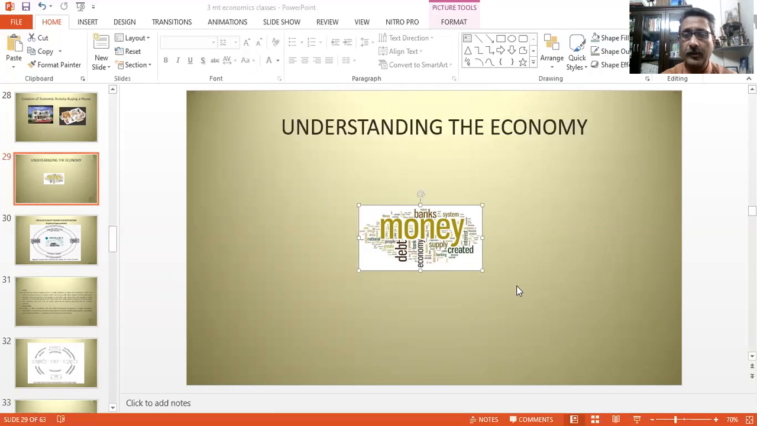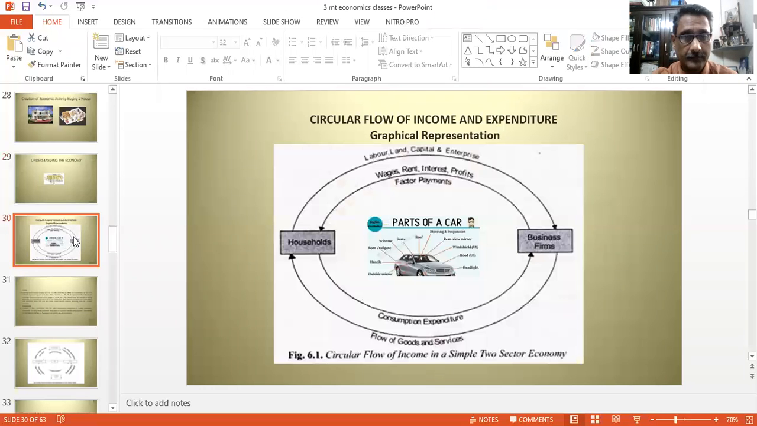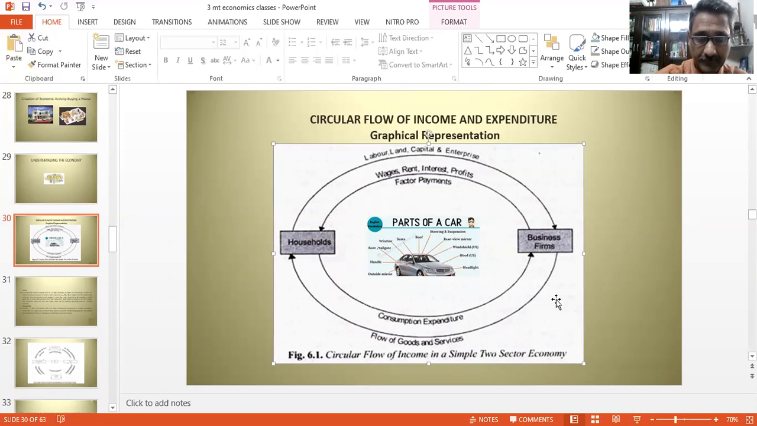So we'll discuss it through what we call the circular flow of income and expenditure. We'll start with a simple picture of circular flow. What you see here is the circular flow of income and expenditure. The basic participants in any economy are households and firms. Like we all come from a household or family. Business firms or organizations source the input from households.